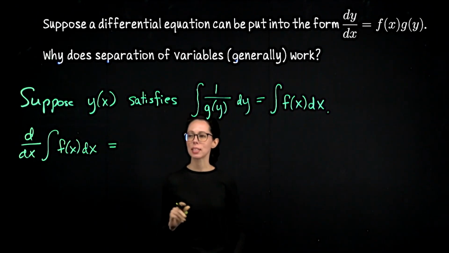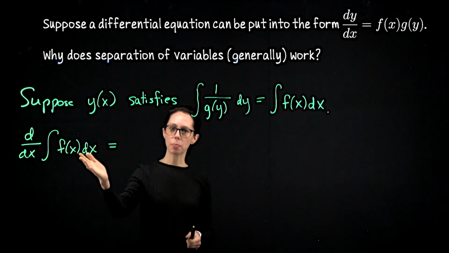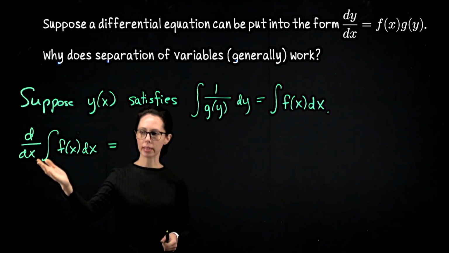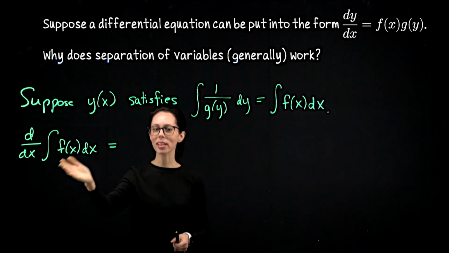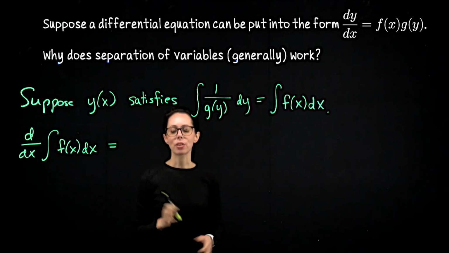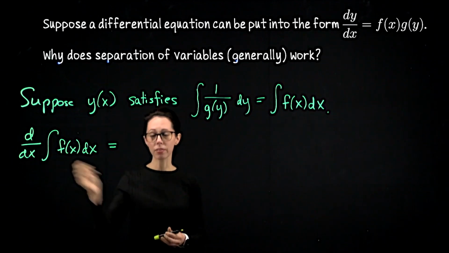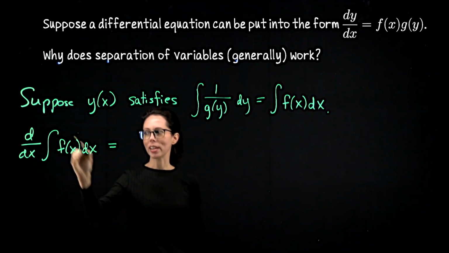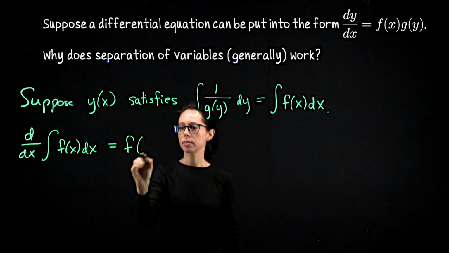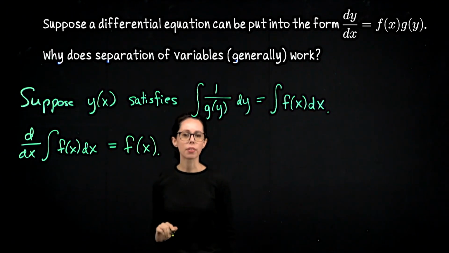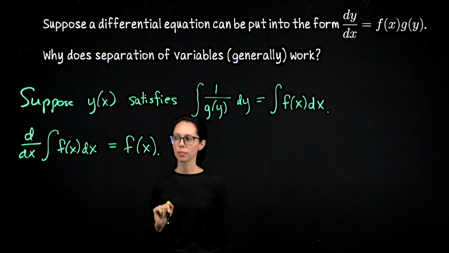Starting with the right-hand side because this is easier, I'm integrating with respect to x and then differentiating with respect to x. So this is going to be an antiderivative of f of x that I'm going to then differentiate. So by the fundamental theorem of calculus, we know that these are inverse processes. So when I anti-differentiate and then differentiate, we're just going to get f of x. Okay, so that's the derivative of the right-hand side with respect to x.